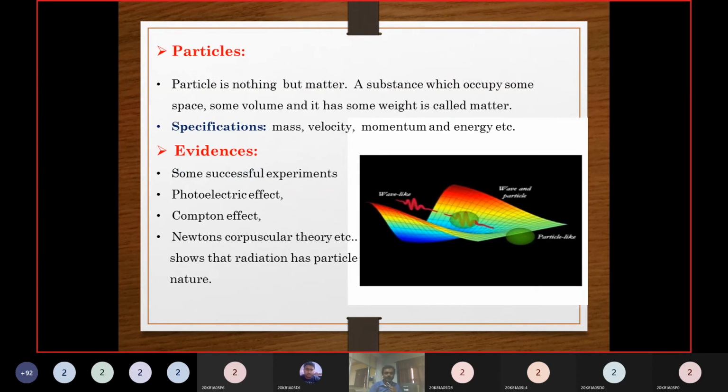Now coming to the particle nature. A particle is nothing but matter, a substance which occupies some space, some volume, and has some weight.